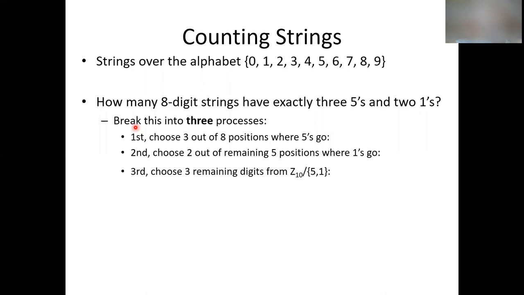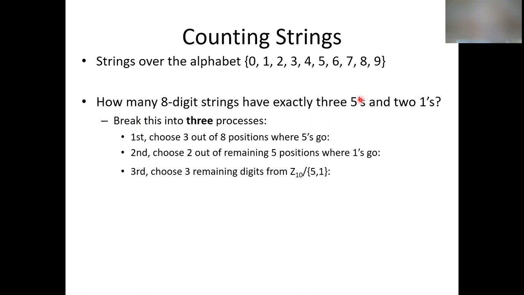Then I choose positions for ones from the remaining. So now, out of the eight-long string, three positions are occupied by fives. So I have five positions more somewhere. Two of them I choose to be ones. I am left with three positions to fill up.